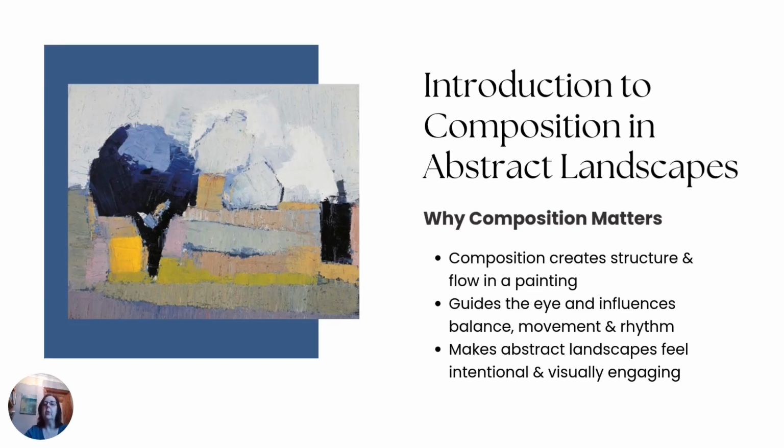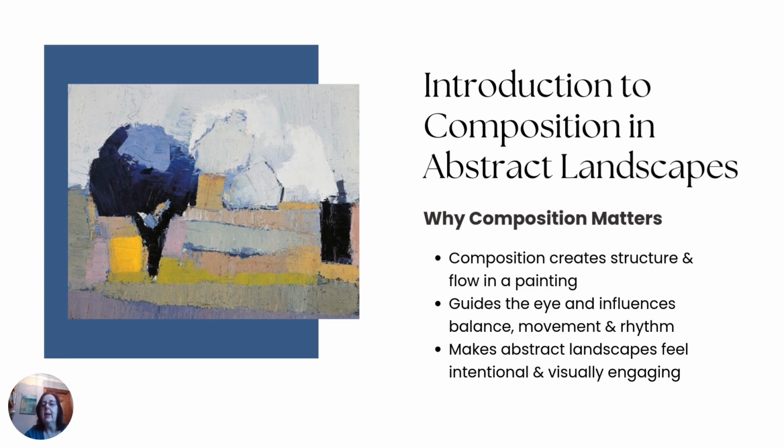So far, we've explored how colour influences mood, depth, and storytelling in abstract landscapes. But colour alone isn't enough. Composition is what gives a painting structure, guiding the viewer's eye and creating a sense of movement and balance. Even in abstract work, composition makes a painting feel intentional. It's what stops an artwork from feeling like a collection of random marks and instead makes it compelling, harmonious, and alive. Some abstract landscapes feel vast and open, while others feel intense and dynamic.